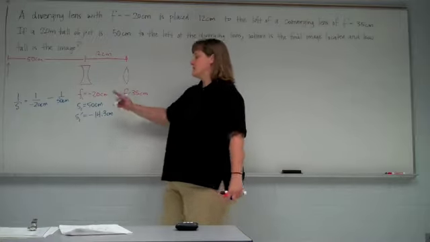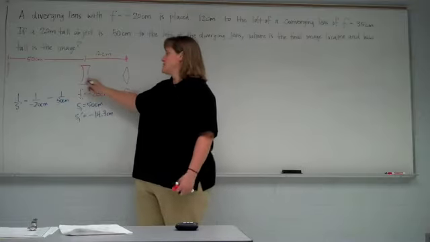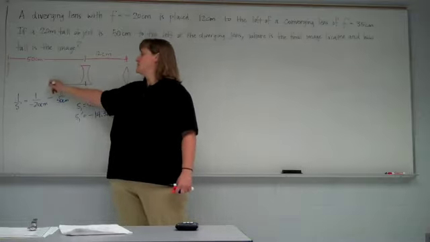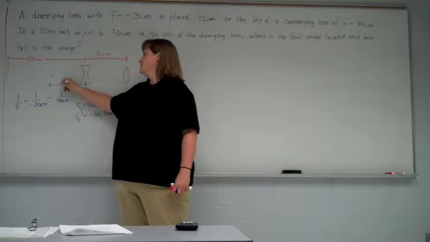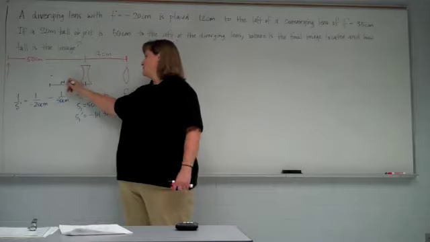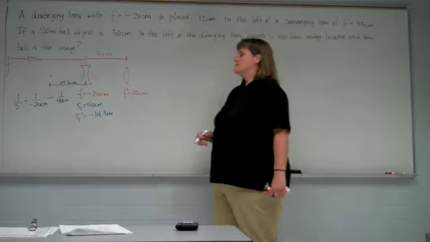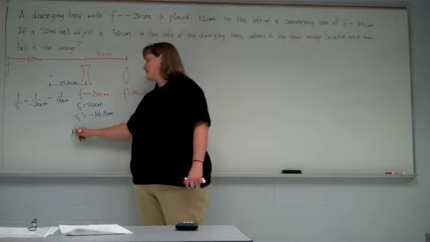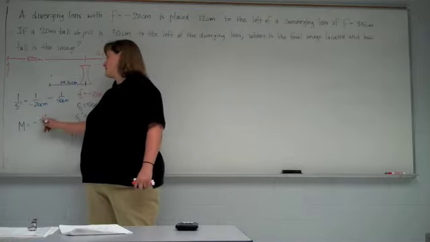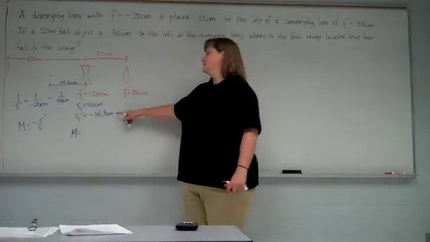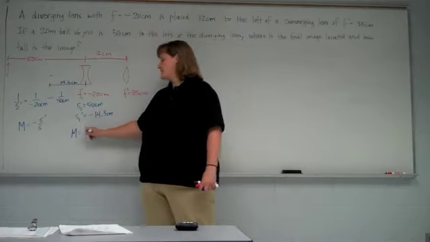Negative means the image is showing up on the same side as the original object. So this image, obviously not drawn to scale, is 14.3 centimeters in front of that lens. Now its orientation, magnification. Magnification is negative S prime over S. So negative 14.3 over 50. So we get a positive.